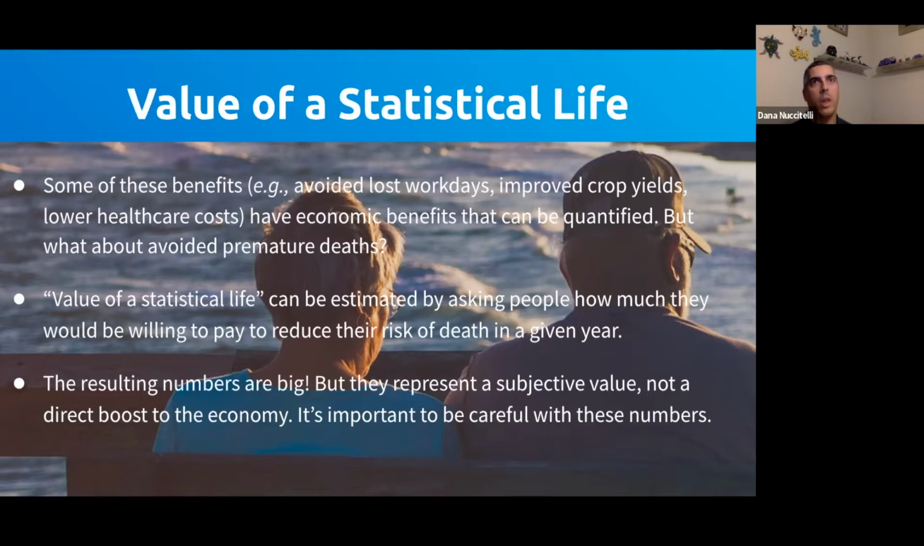It's more about what we value, how much we value a reduced risk of death. So you have to be very careful that you're not putting these numbers in the same box, that you're being clear about what you're talking about when you're talking about these economic benefits. I'll go through how I communicate these numbers here in a bit.